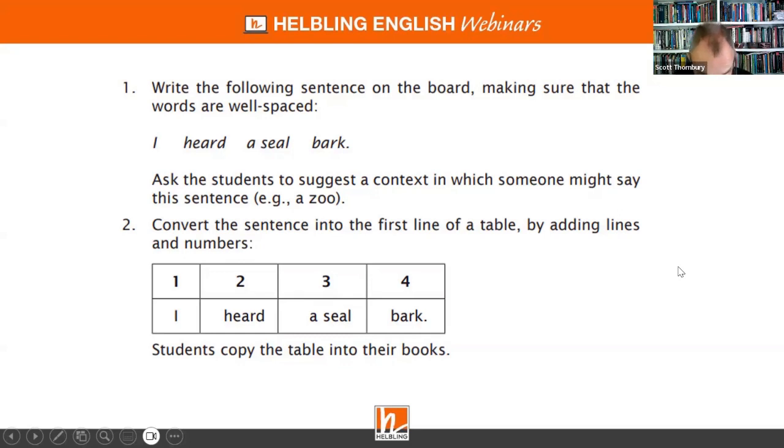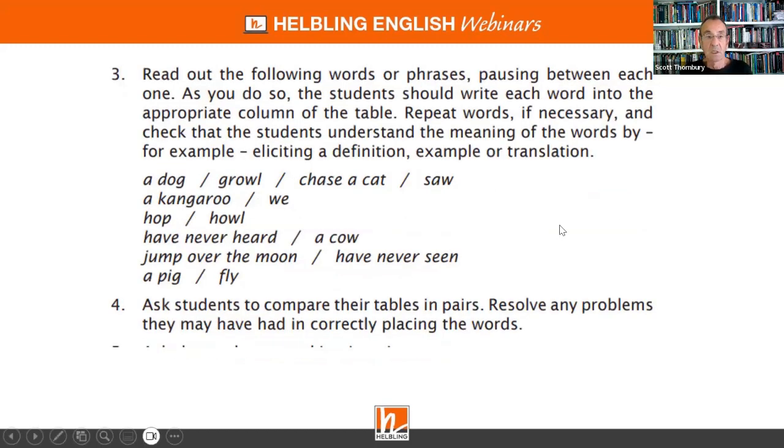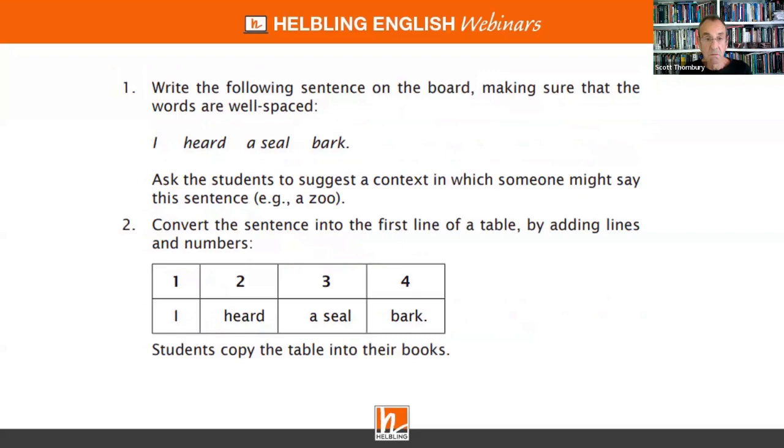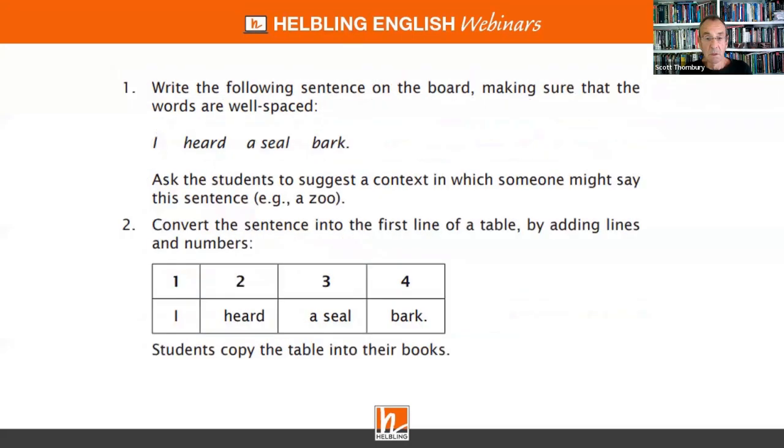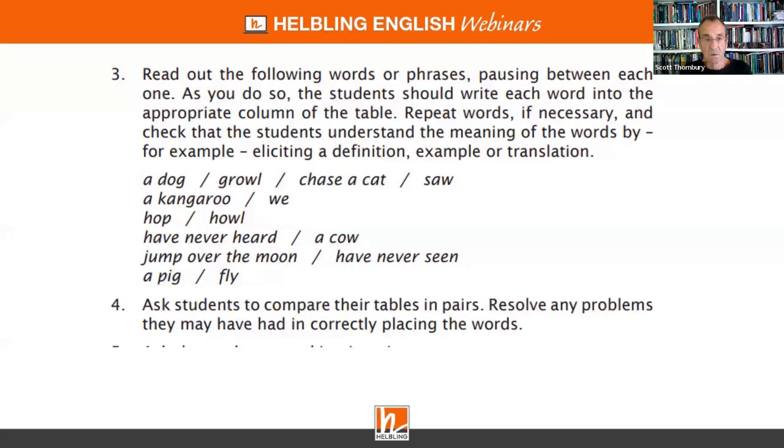Now, what you're going to do is read some words to them, and they have to decide which column they go into. So it's a bit like bingo. You read out, and they'll individually put the words in sentences, and then they can compare. So, for example, a dog. Column 3, no? Growl. Which column? 4. And notice that here the instruction is, if they don't know the words, you can simply translate them or give the definition.